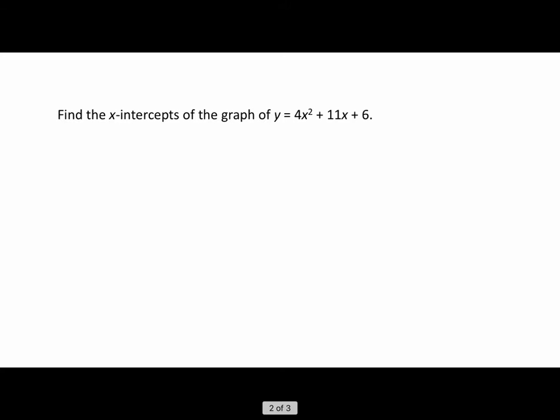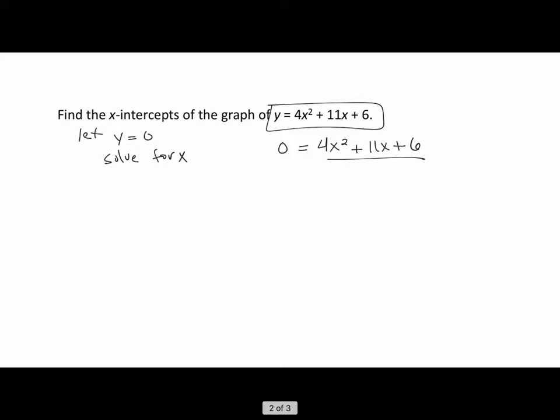Let's find the x-intercepts for the graph of this equation here. So remember, we're going to let y equal 0 and solve for x in order to find those x-intercepts. So 0 equals 4x squared plus 11x plus 6. And if we want to solve for x, this is a quadratic equation, so we need to completely factor the other side. We first see if there's a common factor here, and there's not. So this is a trinomial.